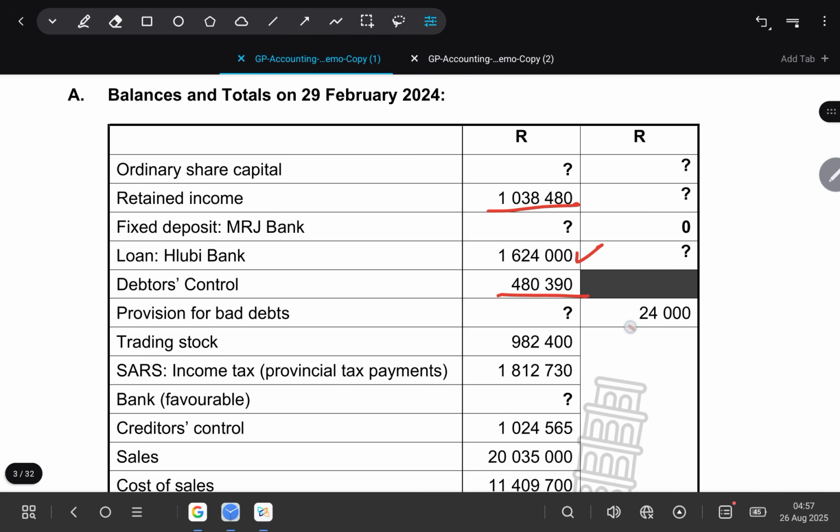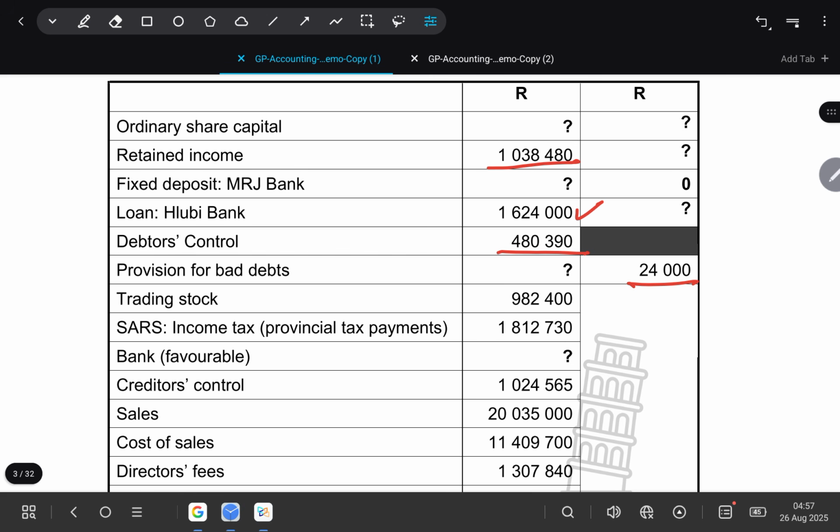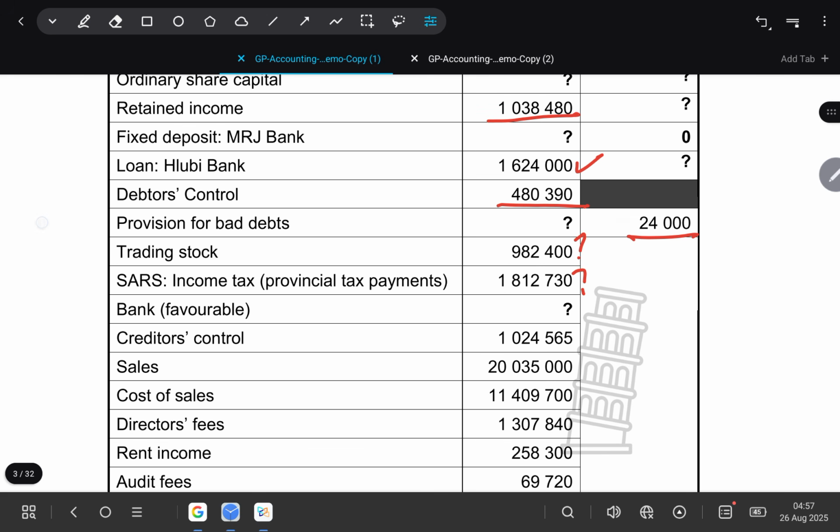And then provision for bad debts, we would wait a bit. And then trading stock, you wait a bit, because they will give you trading stock from the adjustment. So this one you can wait for now. And then under SARS income tax, you also wait, because you need to go to the adjustments and compare it to the one that the income statement shows.